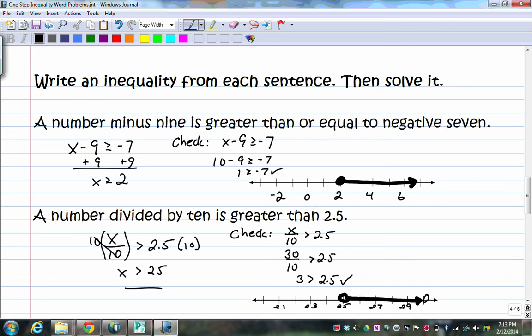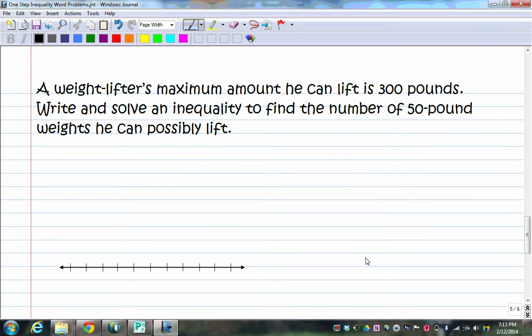All right, now let's try some word problems because that's fun. Right here. A weightlifter's maximum amount he can lift is 300 pounds. Write and solve an inequality to find the number of 50-pound weights he can possibly lift. I want you to pause this and try this on your own, please.